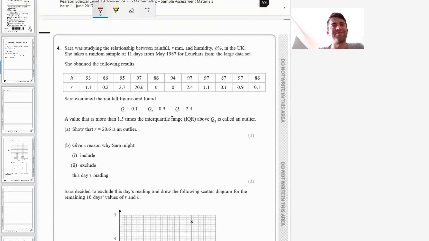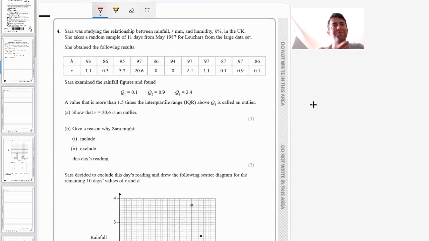Question 4. This one looks a bit chunkier. Another reference to the large data set here. We've got some data and we've got some information about the quartiles.